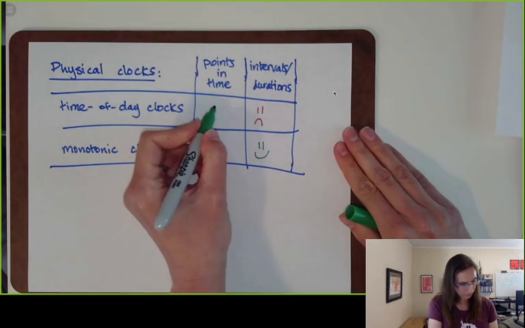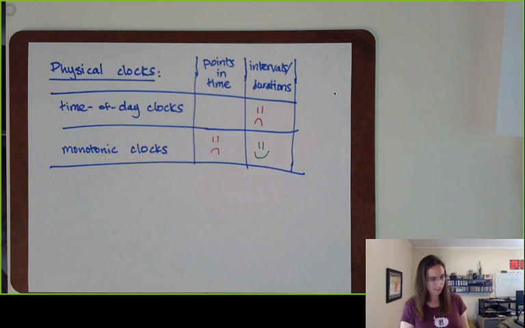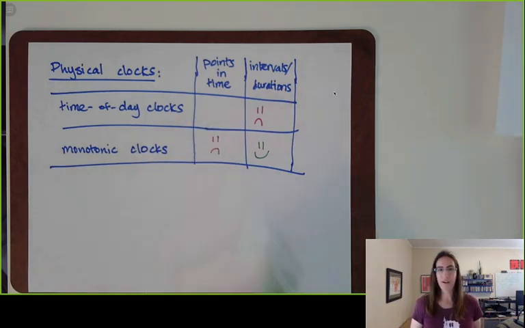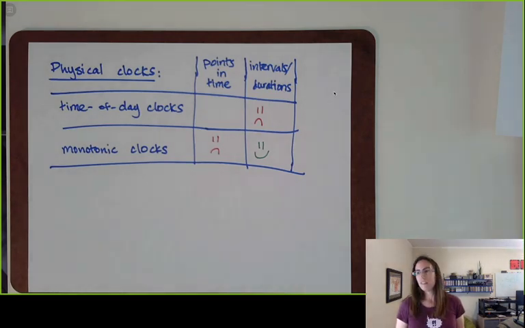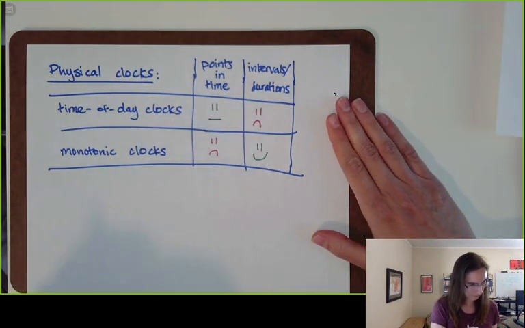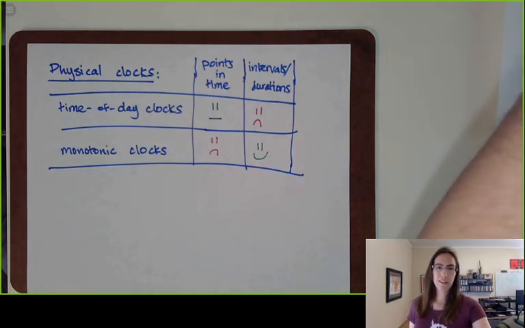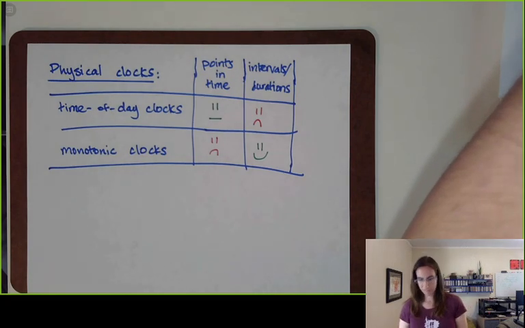Should I be putting a happy face here for time of day clocks and points in time? Do we want to use time of day clocks for marking points in time in distributed systems? I would love it if I could put a happy face in this square. Unfortunately, I kind of have to put a face like that, because as we're about to see, time of day clocks are okay for measuring points in time, but only okay.